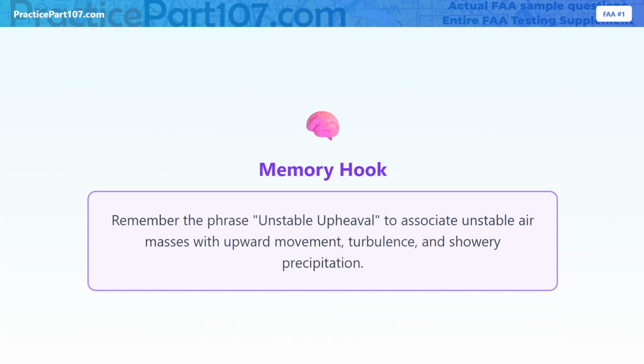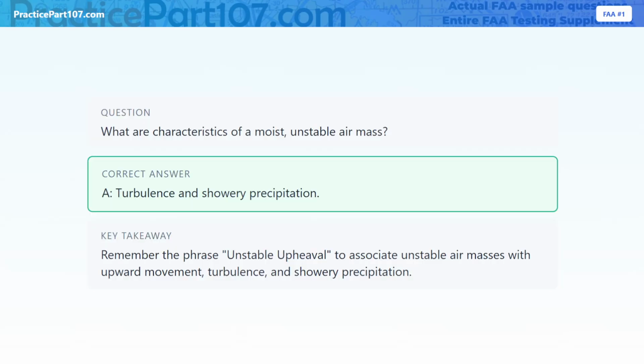All right, so you can make up a memory hook. One idea would be unstable upheaval. If it's unstable air, it's moving up, unstable.